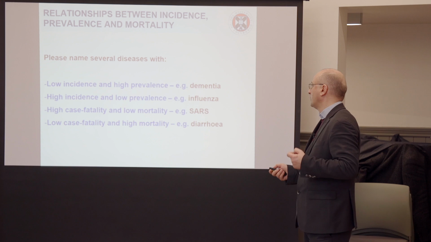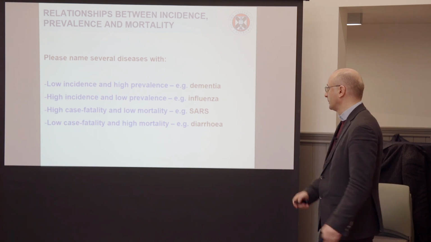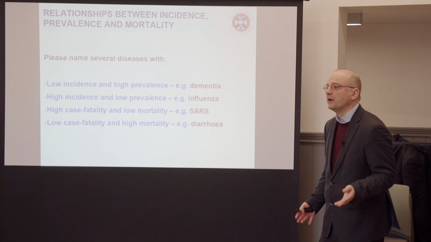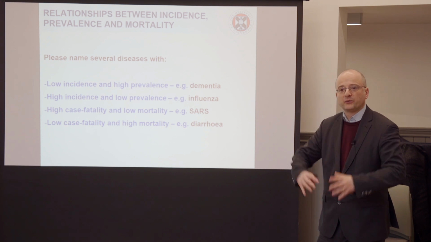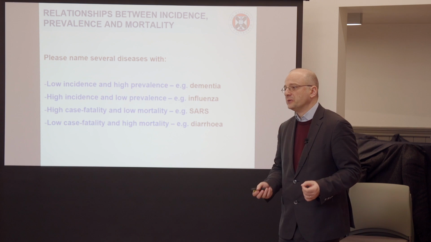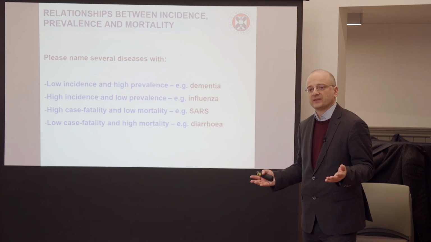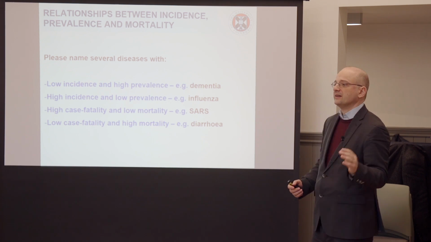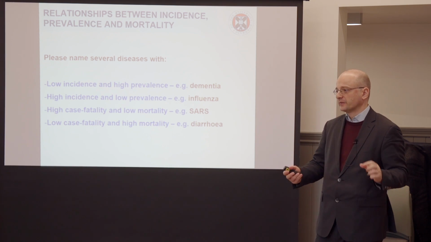High incidence and low prevalence. Influenza is a good example because if you take a point prevalence of flu, it's always going to be reasonably low. But then, you know, 40% of the population can have flu over 6 months. But at any given point in time, you would not necessarily find more than a few percent of the population having it.